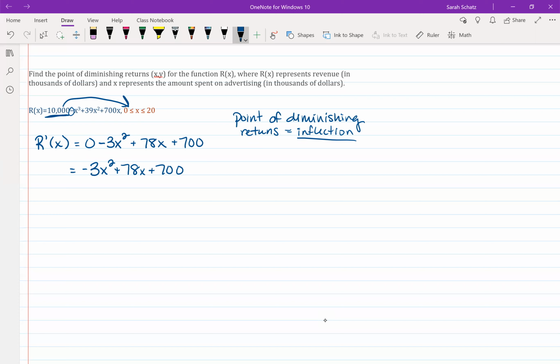Now, do I look for critical points? No, nowhere in the problem does it say anything about a max or a min or critical points. I don't care what the critical points are. What I do care is what the inflection points are. So from the first derivative, just go through and take the second, which is good because it means you don't have to factor this, right? But anyway, let's take the second derivative. So bring the 2 down in front. We get negative 6x plus 78.